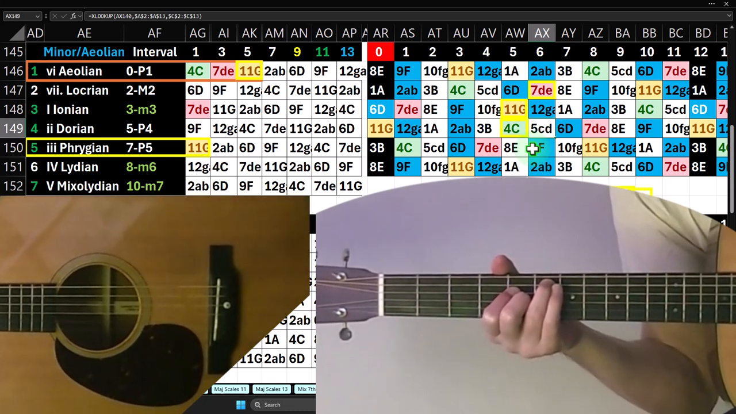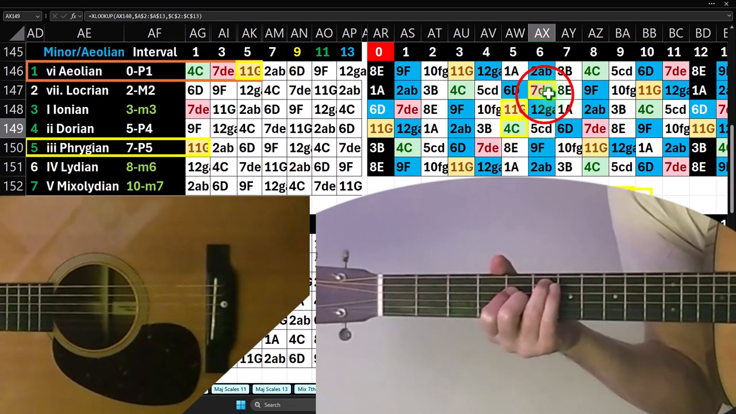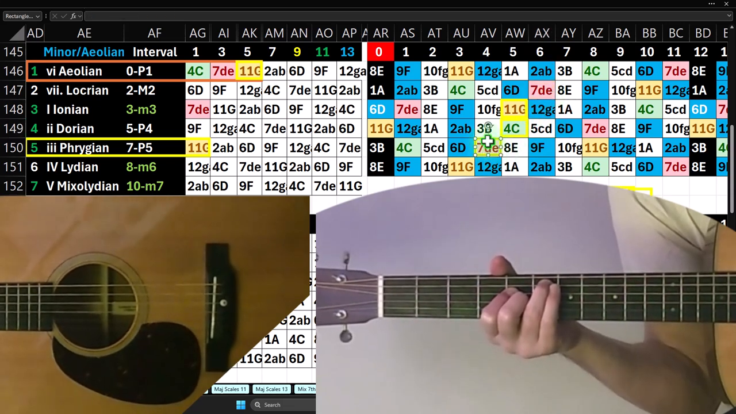All right, and so then I could go down here, say there's a third down here.